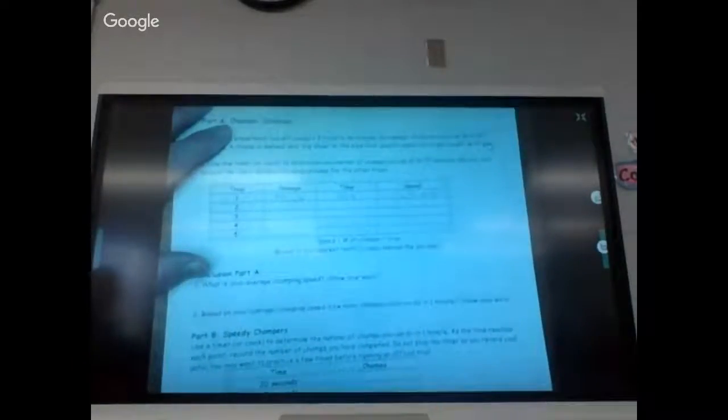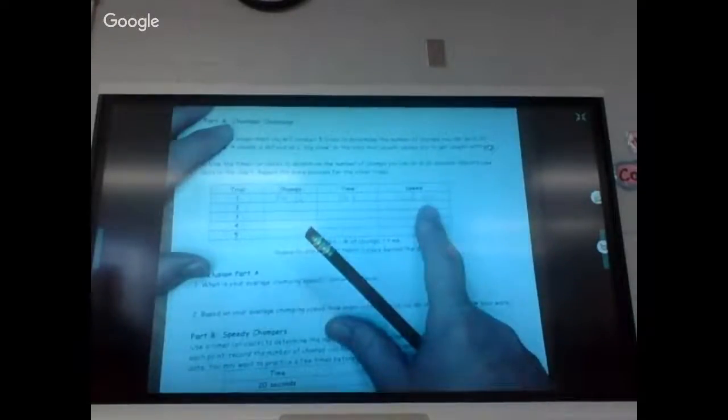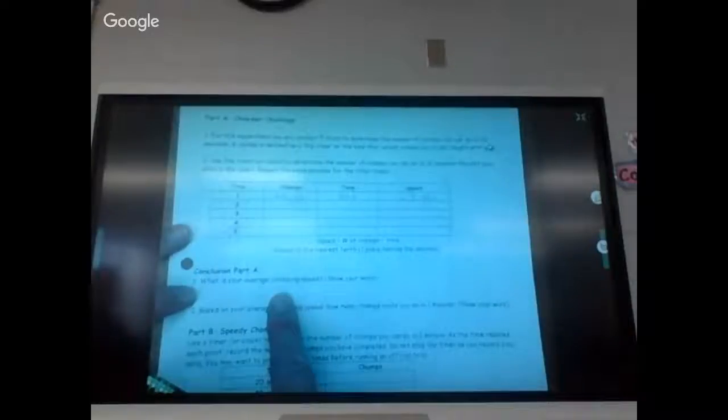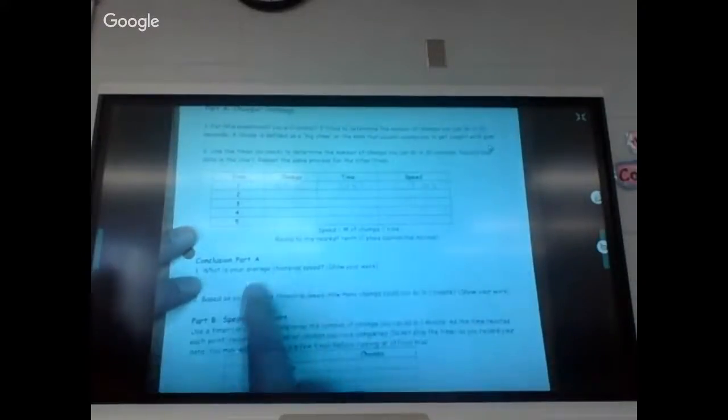All right, so my top line would look something like that. Now, chomps, seconds, chomps per second. I need a unit on all of that. Now, when I get done, we have trouble. Some of us have trouble with averaging. We take all 5 speeds and I divide by 5.